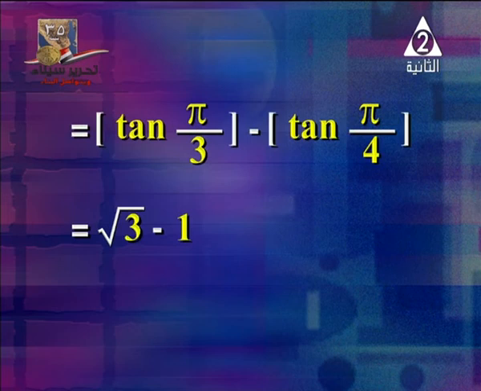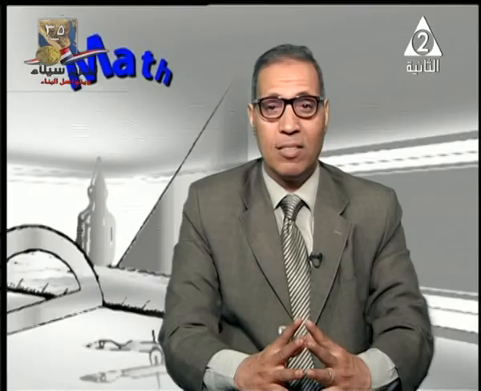Tan pi over 3 means tan 60, which equals square root 3, but tan 45 equals 1. Then the final answer is root 3 minus 1. Remember, dear student, this is a very important example.